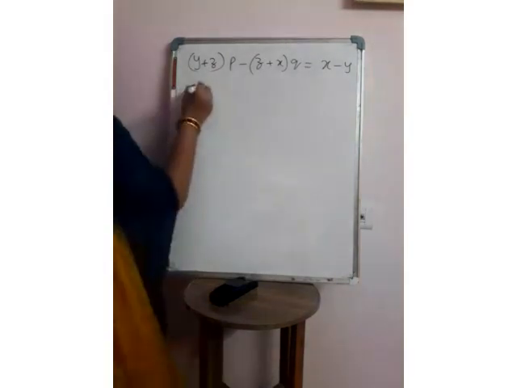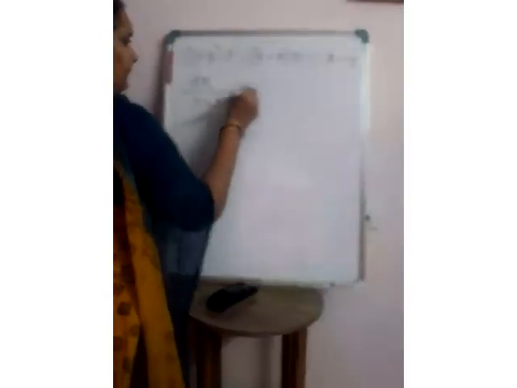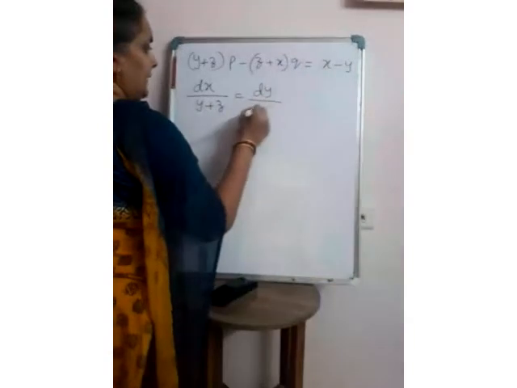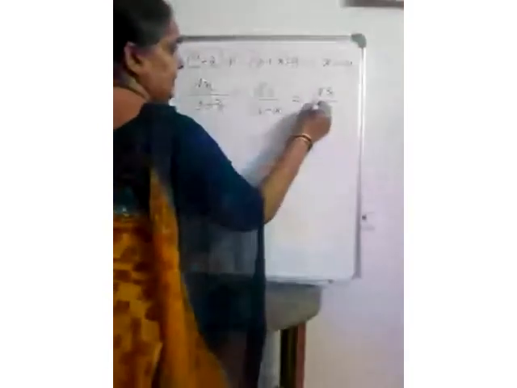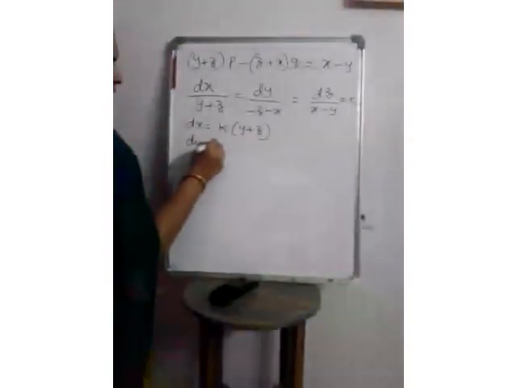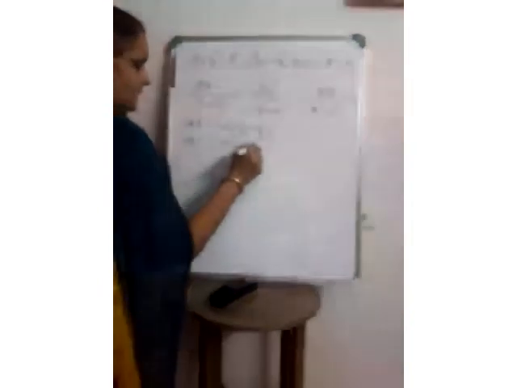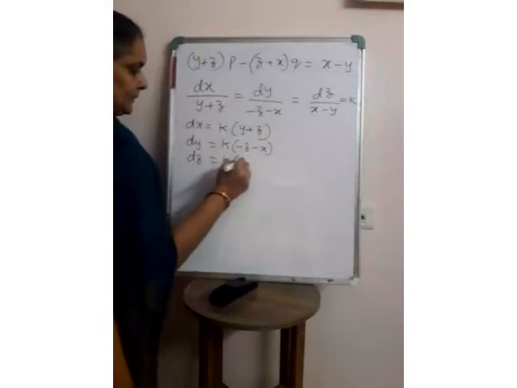So we go with the substitute equations as dx by y plus z is equal to dy by minus z minus x is equal to dz by x minus y. So dx is equal to, also we'll equate it to k. Dx is equal to k into y plus z. Dy is equal to k into minus z minus x. Dz is equal to k into x minus y.